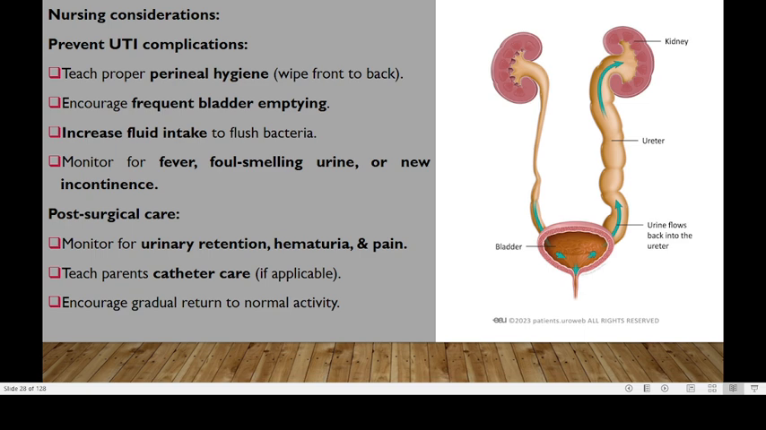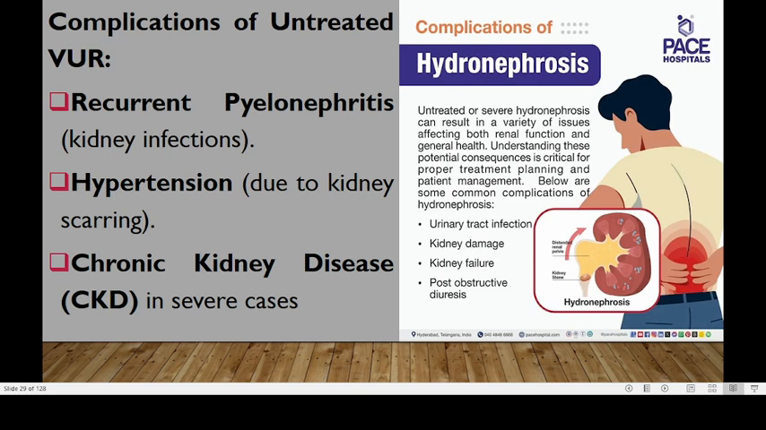For the nursing consideration, we could prevent UTI complications by teaching proper perineal hygiene, that is wiping from front to back. Also encourage frequent bladder emptying, increase fluid intake to flush out bacteria, and monitor for fever, foul-smelling urine, or new incontinence. Post-surgical care, we monitor for urinary retention, hematuria, and pain. You teach the parents catheter care, and you also encourage gradual return to normal activity.